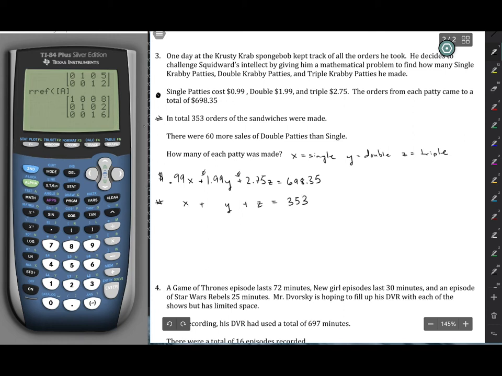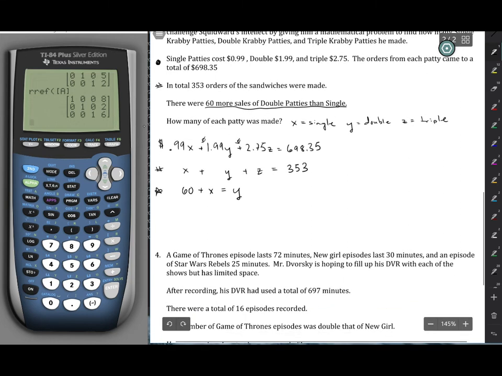And this last little bit, 60 more sales of double patties than single. That one can be interesting. So double patties, there were more of them. So if we add 60 to the single patties, we get the number of double patties. So that is oftentimes an equation that confuses people. A lot of times they would want to put 60 plus y, but we want more double patties, so we're going to add 60 to the single variable.